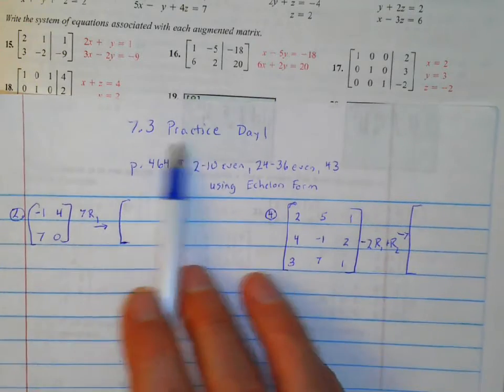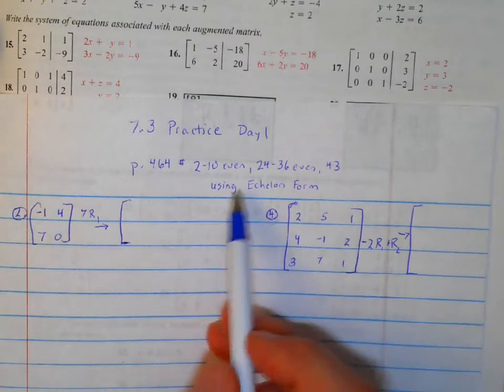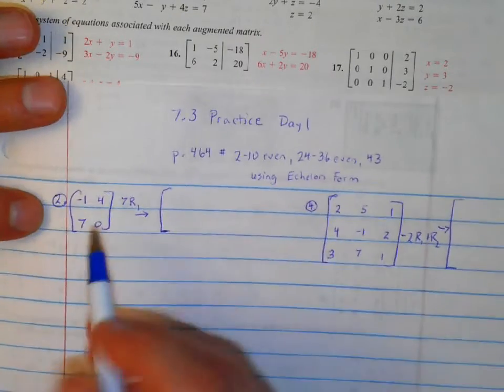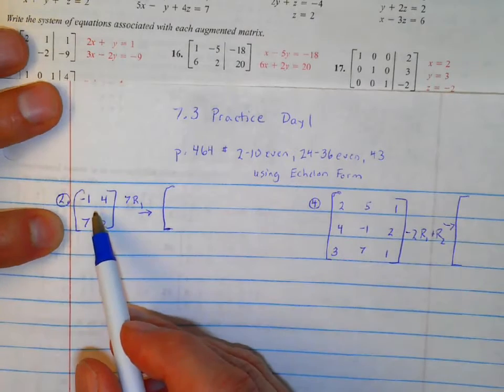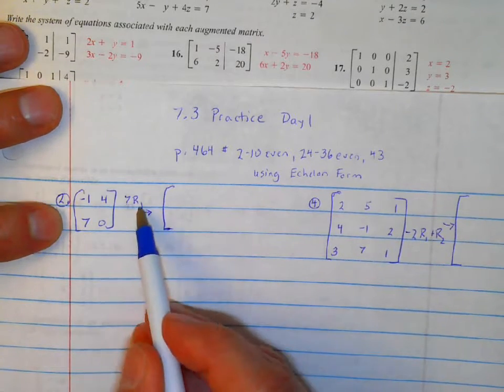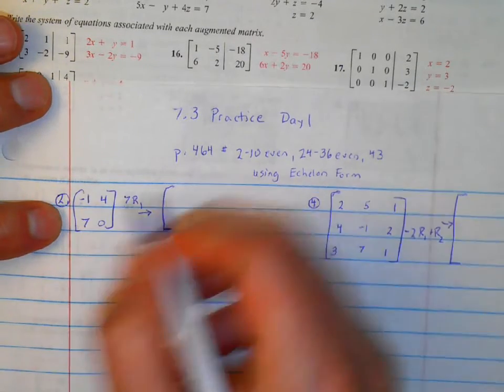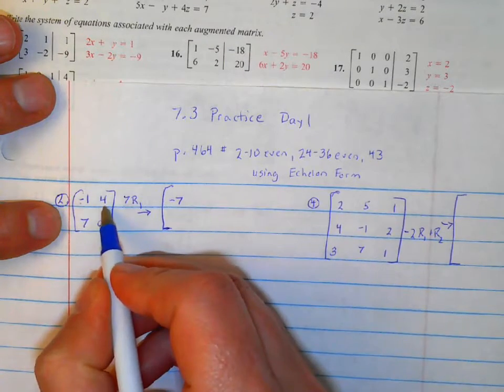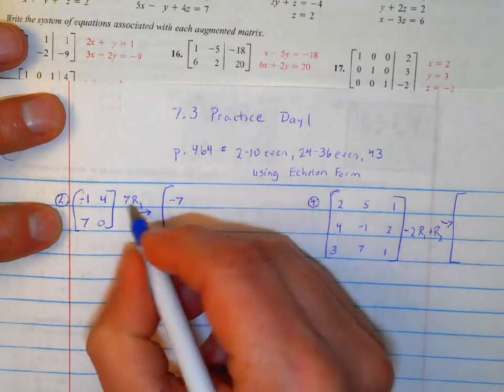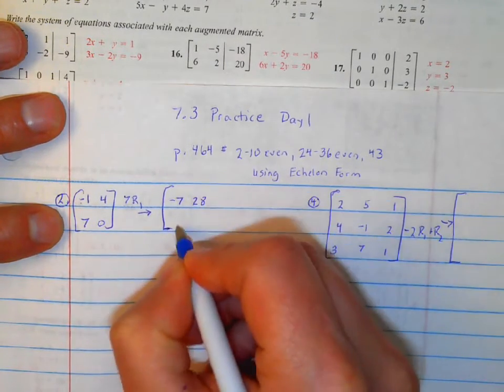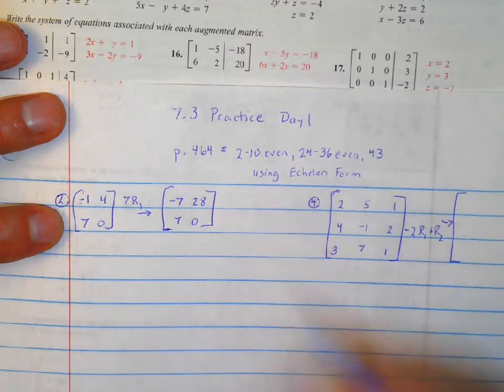This is 7.3 practice day 1. We're using echelon form here, but just to start out with, number 2 gives us this matrix here, and we want to do 7 times R1. So 7 times negative 1 would be negative 7. 7 times 4, 28, and we don't do anything to row 2.